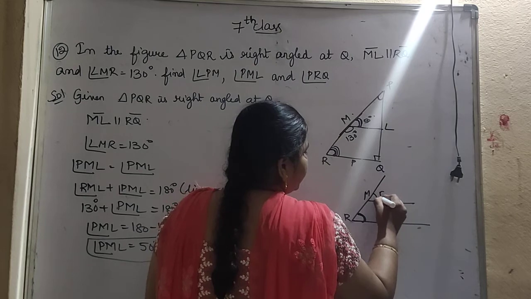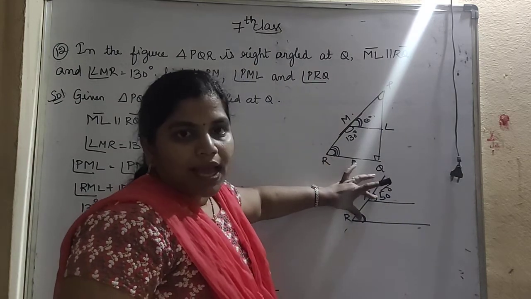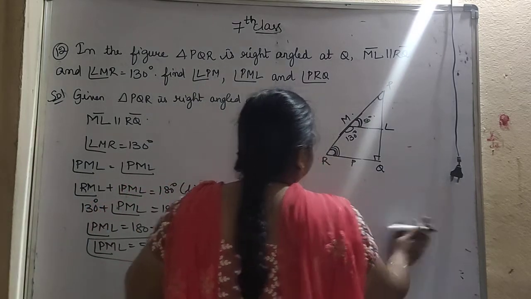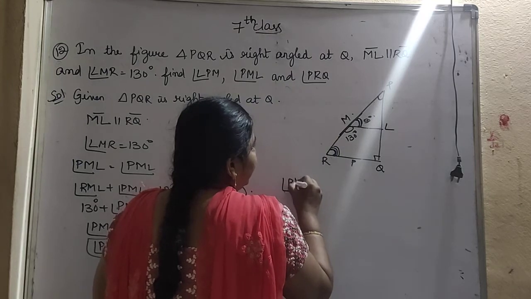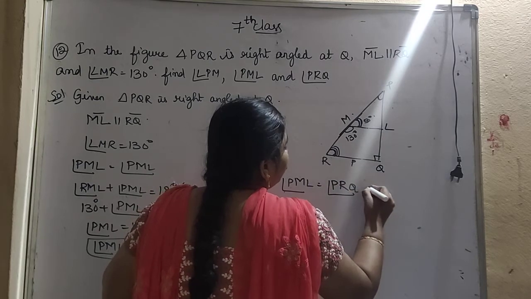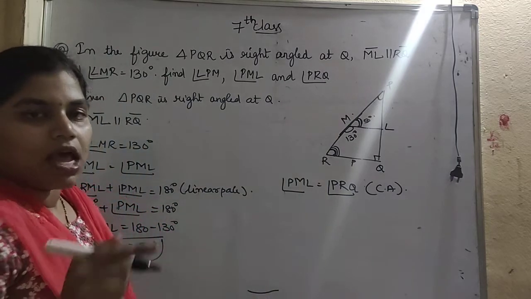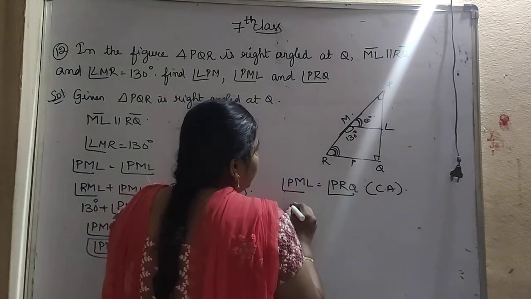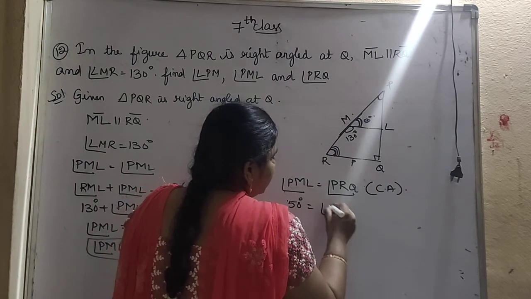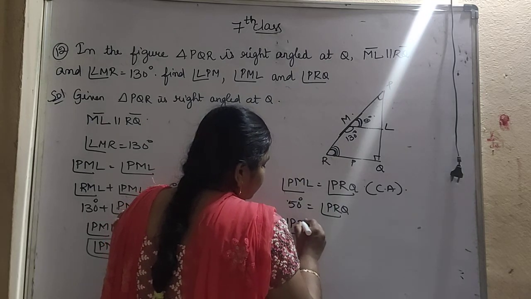Here we got 50 degrees. If you take these two, they are corresponding angles, and we know that corresponding angles are equal. So we can take angle PML equal to angle PRQ because they are corresponding angles. Why are they equal? Because they are corresponding angles. So here angle PML is how much? 50 degrees. So this PRQ value will also become 50 degrees.